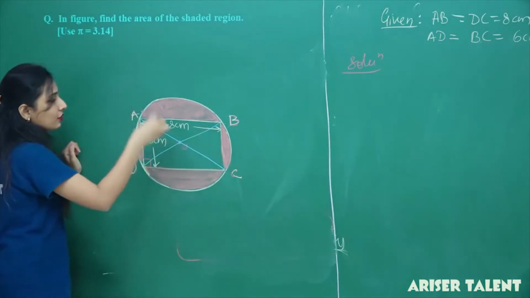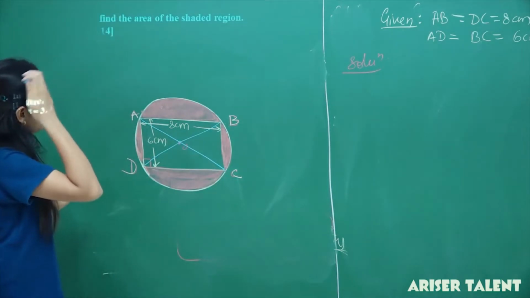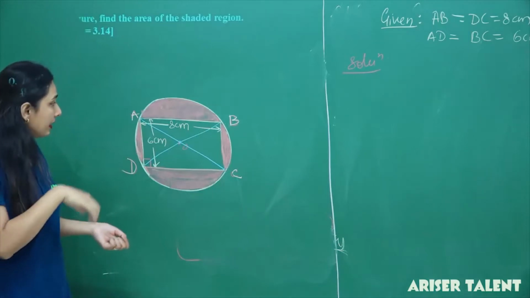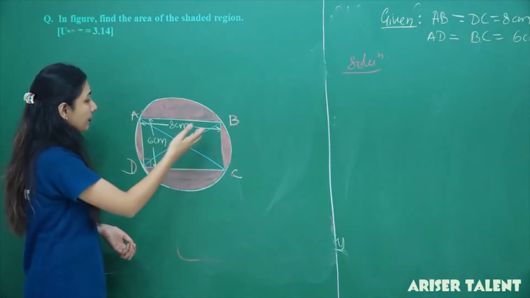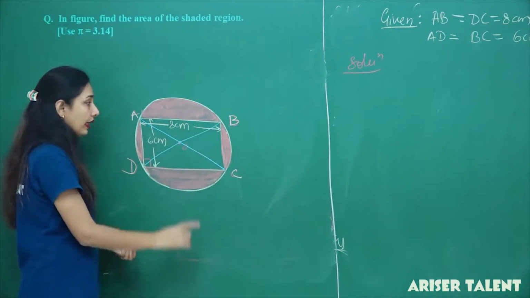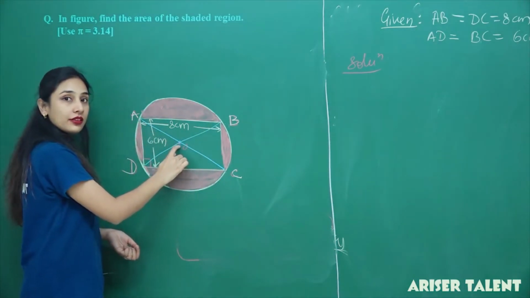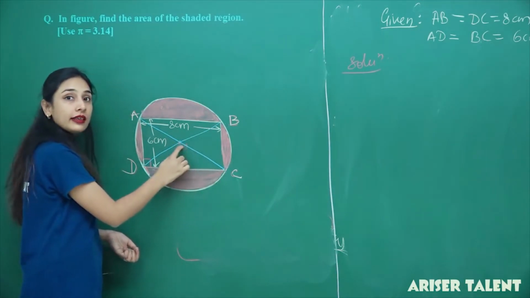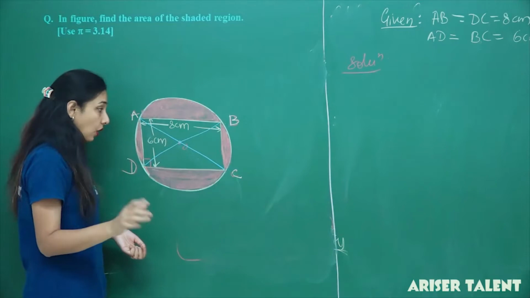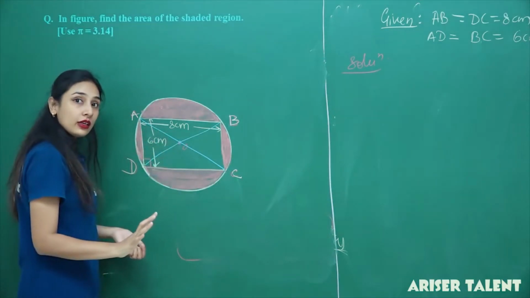I just don't need this one, this BD. Whether I draw AC or BD, I don't need both, students. So what I did here, I just have that radius right there. This is radius and this is radius. Radius plus radius equals what? Diameter. Now these two sides are equal.